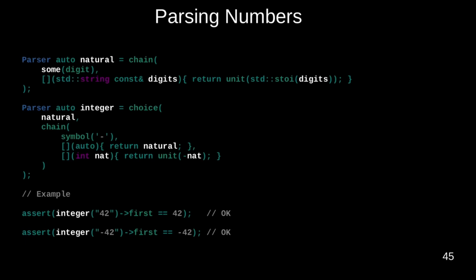What if we want to parse an integer? What's an integer? Either it's a natural number, now we have a parser for that, or it's a minus symbol followed by a natural number, and then we just want to negate it. So here we're also using two lambdas with a chain, so sure, you lose that minus symbol, but in this case it's fine, because if we're seeing the minus, we know what we want to do. We just negate our natural number. Okay, great, so now we can parse integers, and it works.